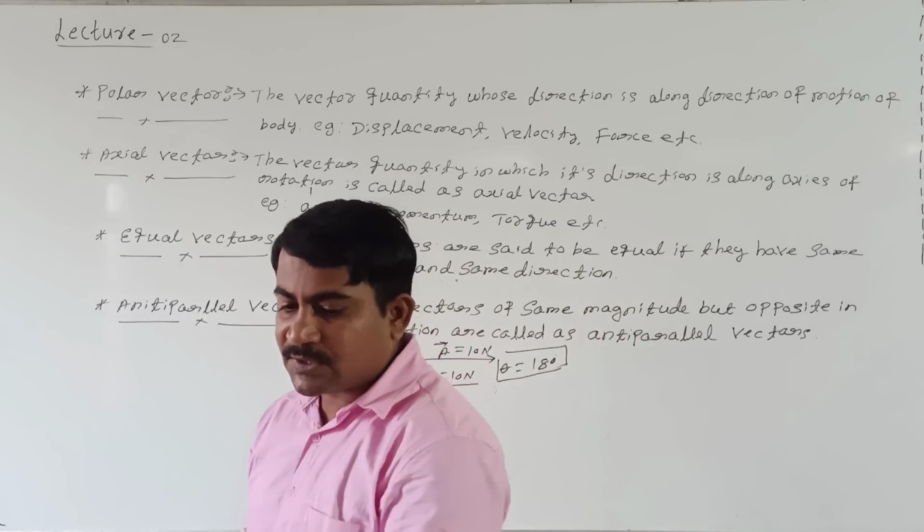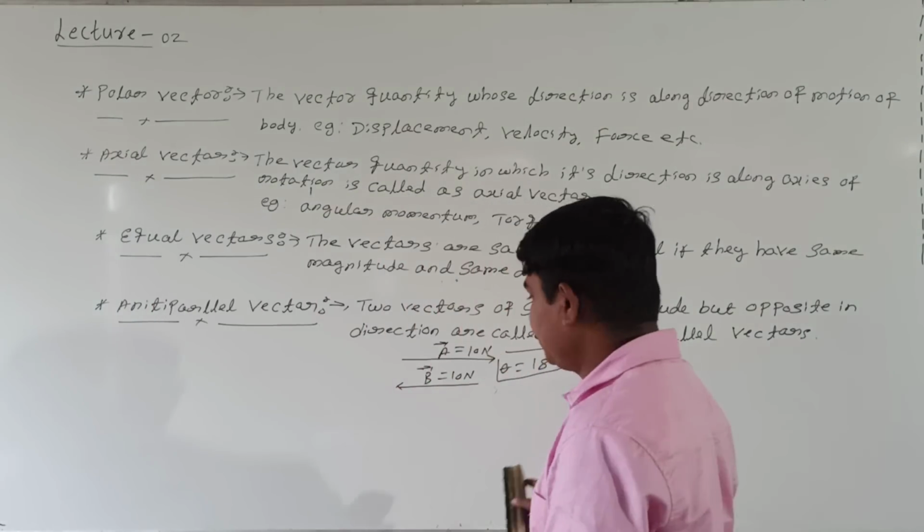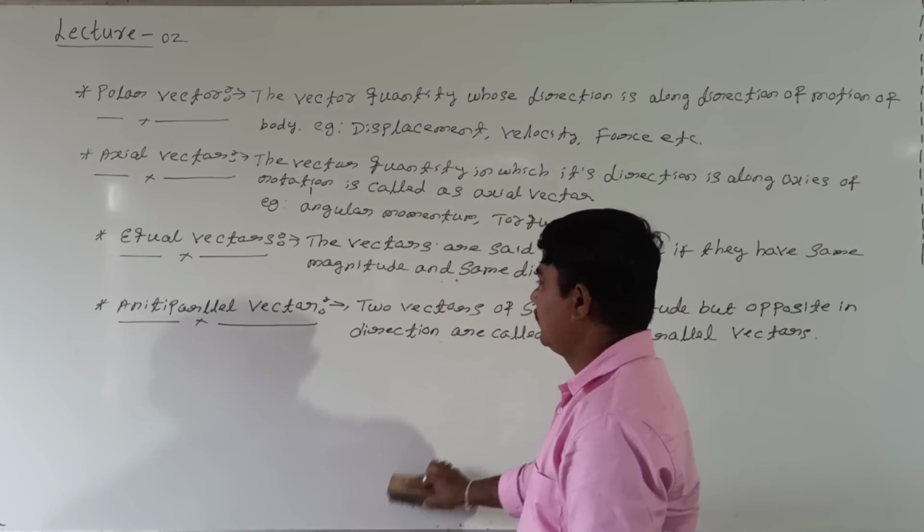After this, let us see one more type of vector, collinear vector.